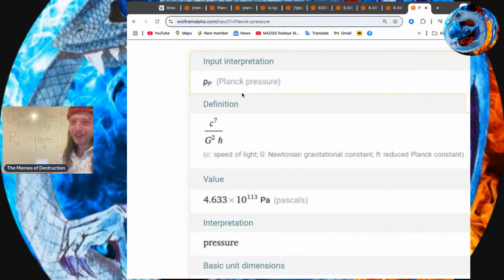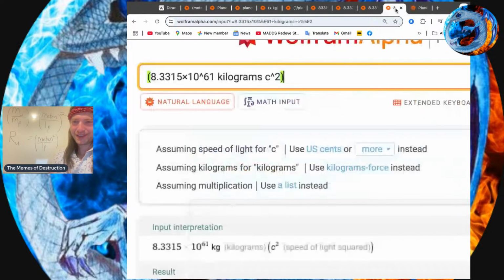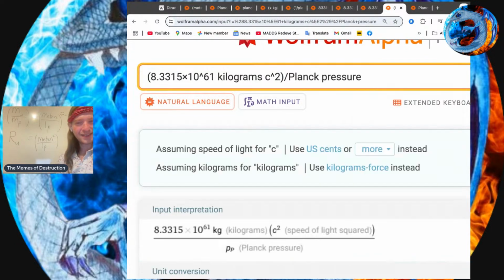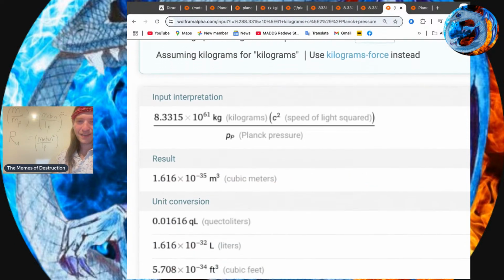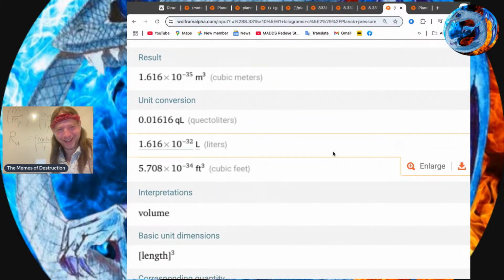So what happens if we take this magical term and divide it into this magical expression that we had there? What do we get? WTF, mate? This looks familiar. Wait a second.